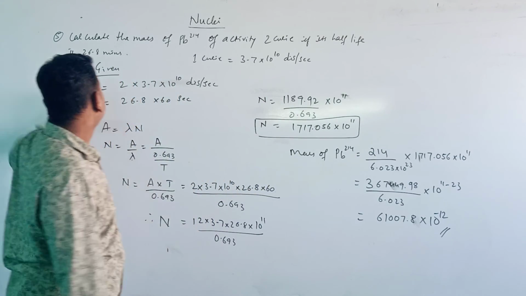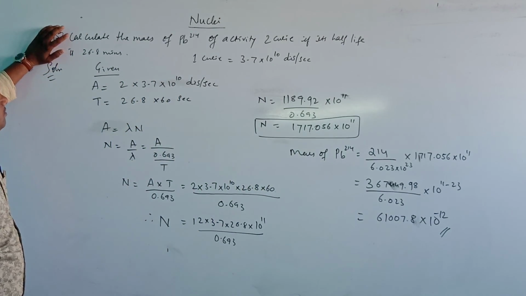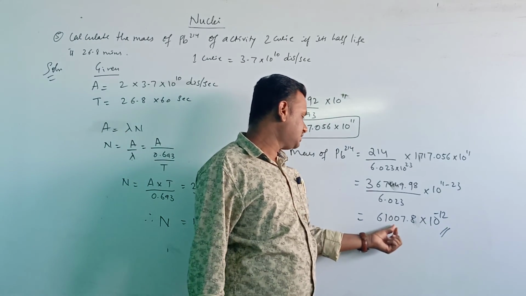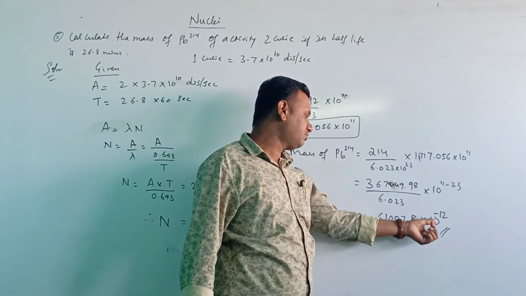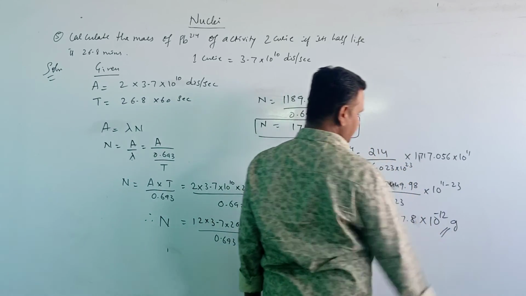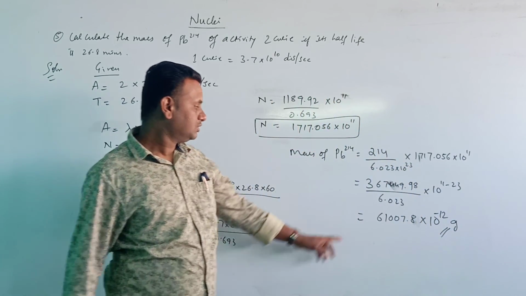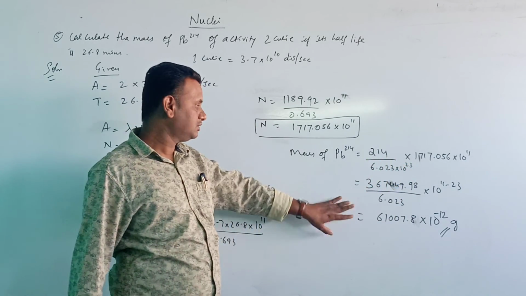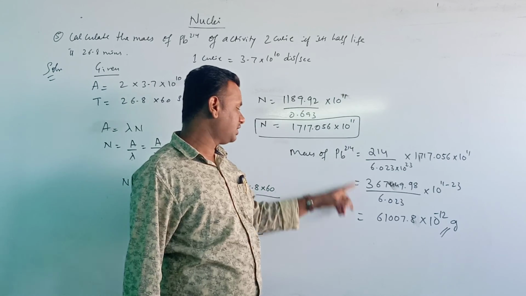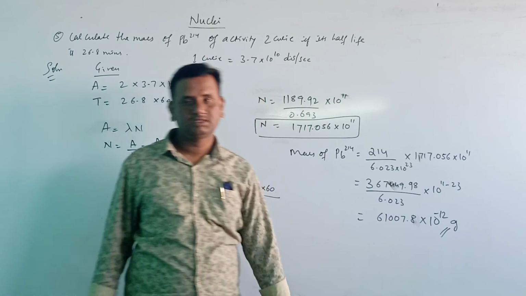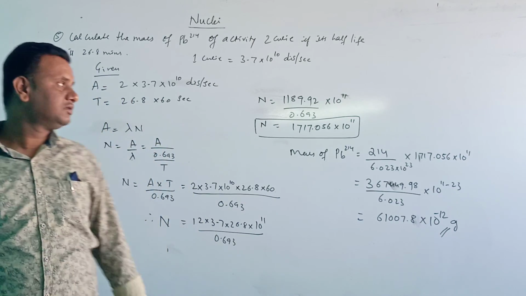Okay, so calculate the mass is what is asked. So mass is how much? 61007.8 into 10 to the power of minus 12. In terms of mass it is in grams. If we shift this decimal point, the decimal point changes. So the mass of lead 214 is 61007.8 into 10 to the power of minus 12. So this is the required answer.